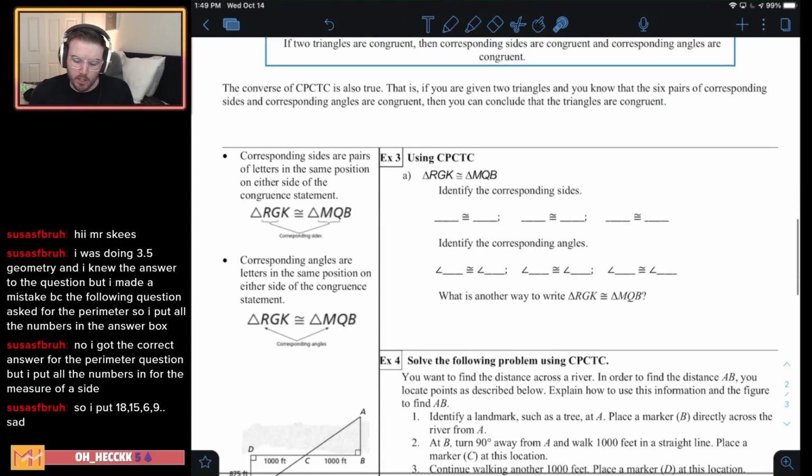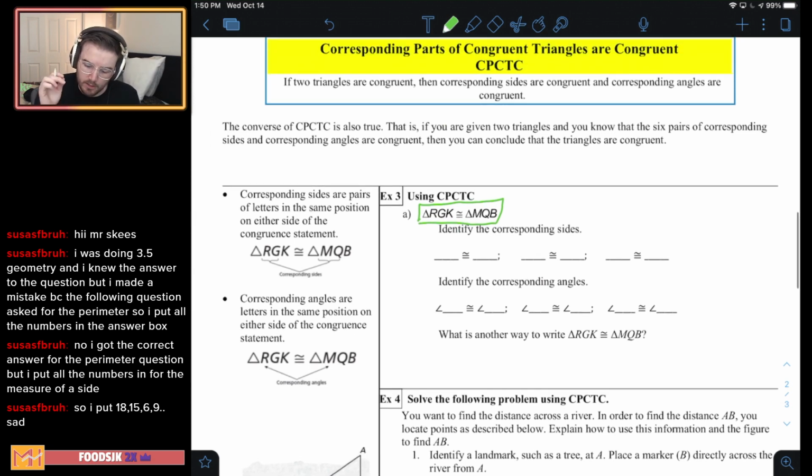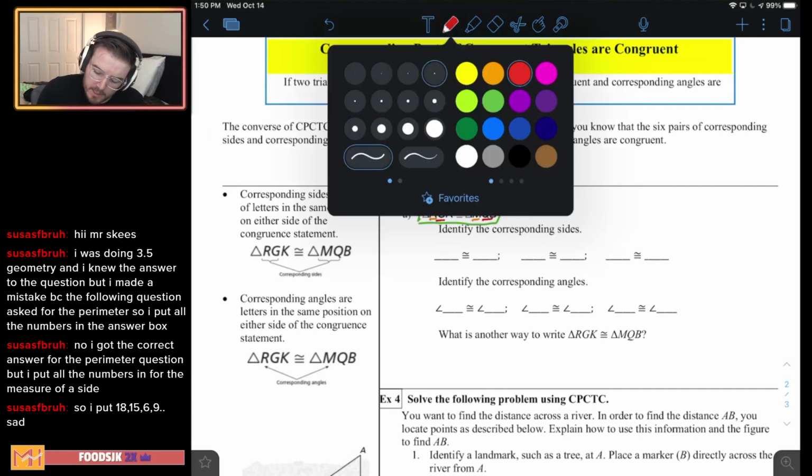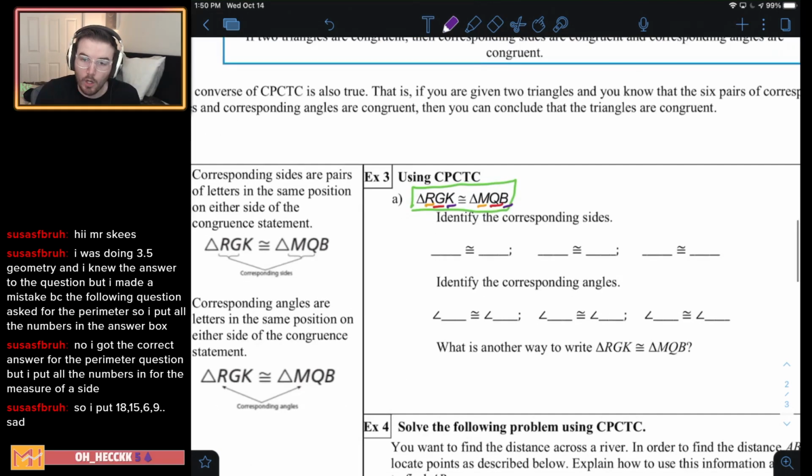Okay. So when a statement is written like this, there's something super duper particular here. What we're saying is that R corresponds with M. And G corresponds with Q. And K corresponds with B. All right? That statement is written like that so that you know that.